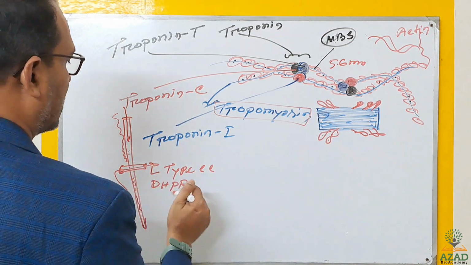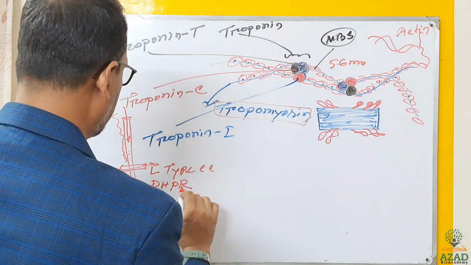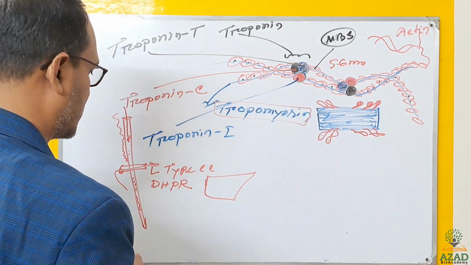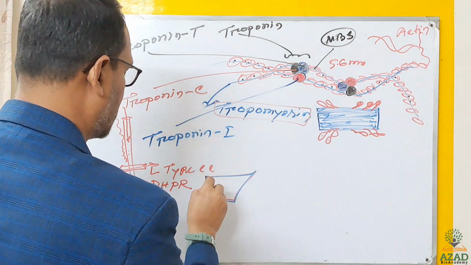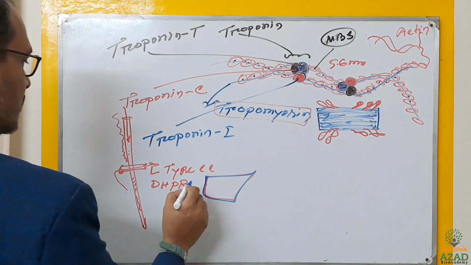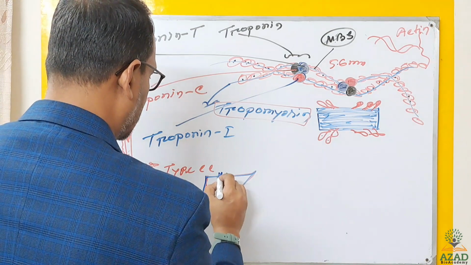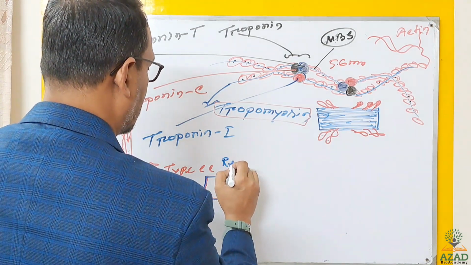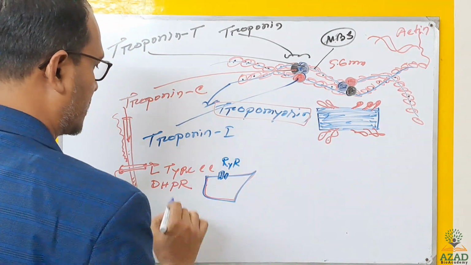Then what will happen? Beside here, the sarcoplasmic reticulum is there. I will not go into the details because it was already in my previous video. So here the channel is the ryanodine channel. So the RYR channel is also a calcium channel.